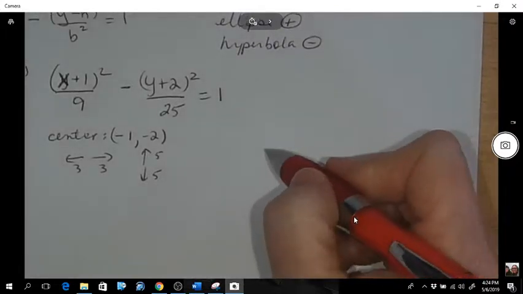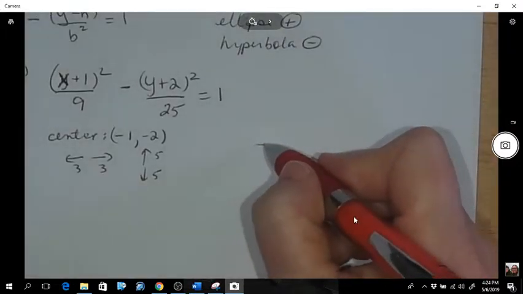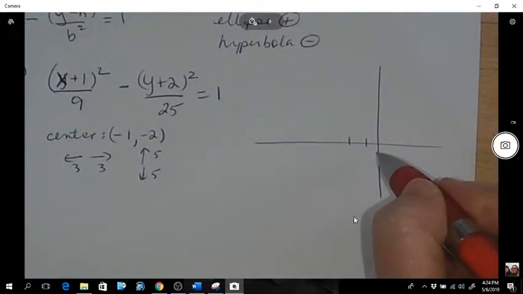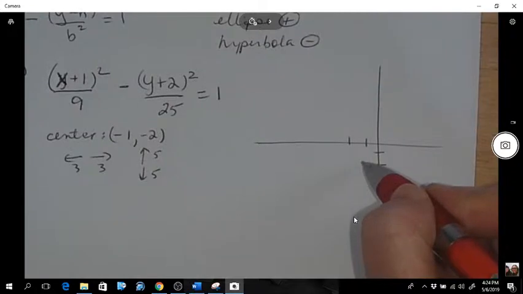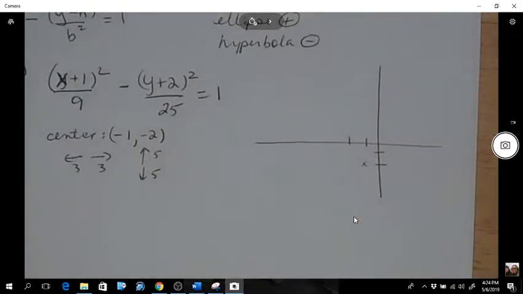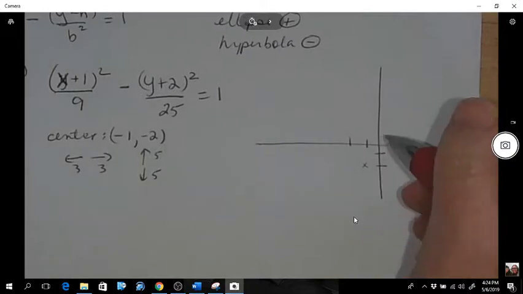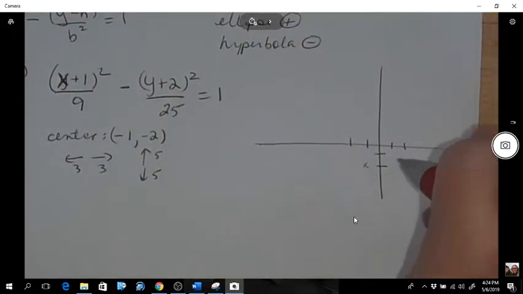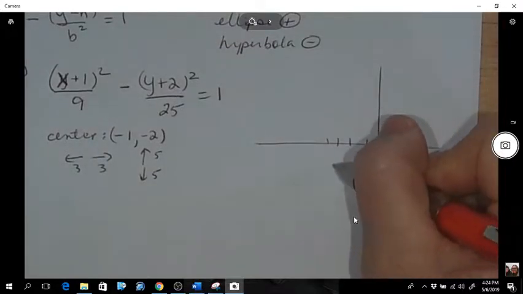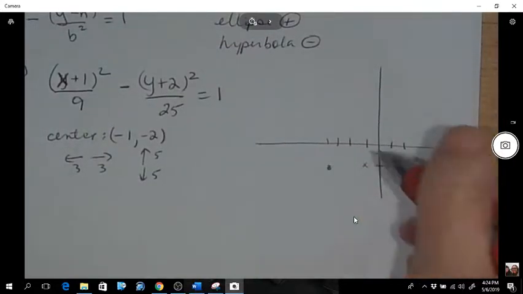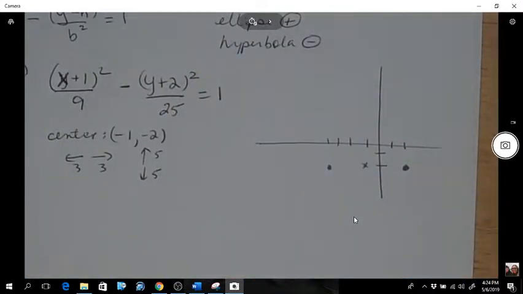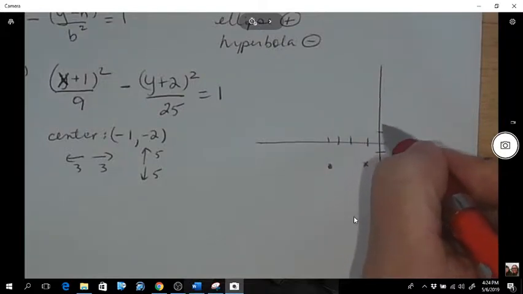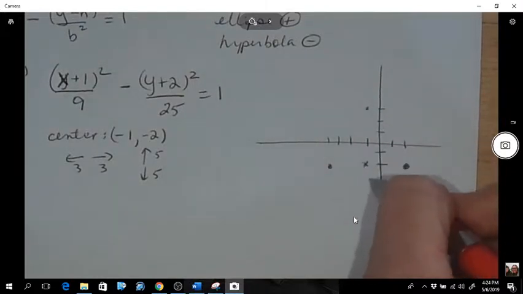Okay, so graphing. -2, oops, sorry, -1, -2. So X marks that spot. Okay, I'm going to go 3. So 1, 2, 3 left, 1, 2, 3 left and right. Okay, and I'm going to go 5 up. 1, 2, 3, 4, 5. And 5 down.